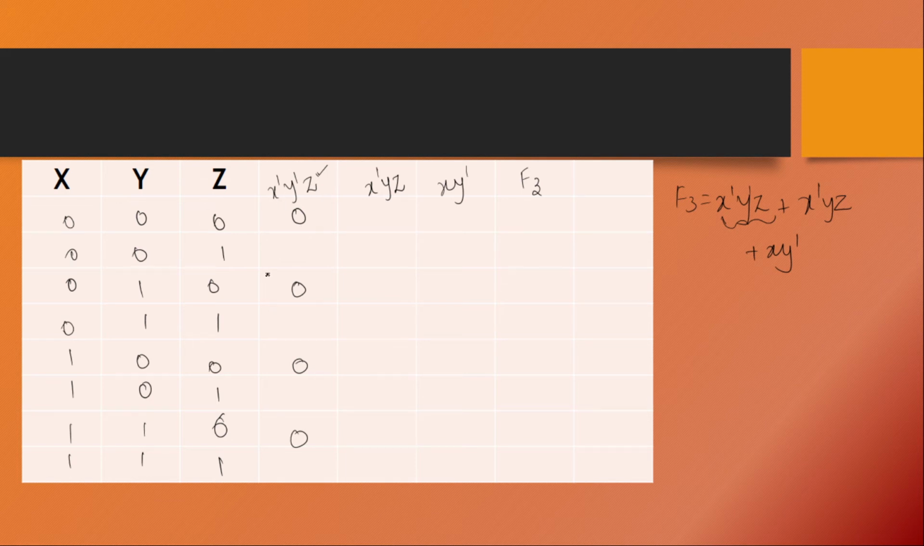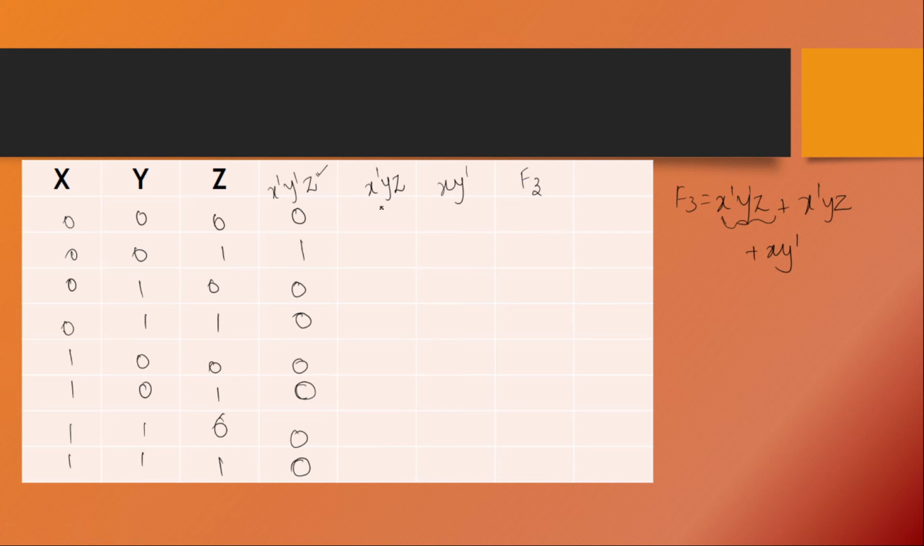Now we need to find out the second row, which is x dash y dash z. So x dash is 1, y dash is 1, z is 1. So I will get an answer 1. X dash is 1, but y dash becomes 0. So definitely the answer is 0. X dash is 0. Ultimately the answer is 0. Here also when x dash is 0, ultimately the answer is 0.